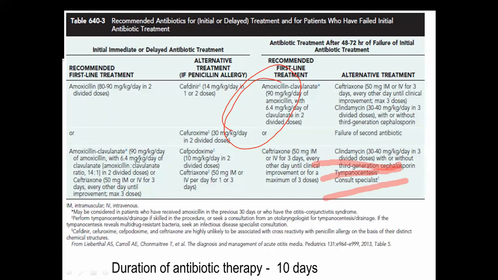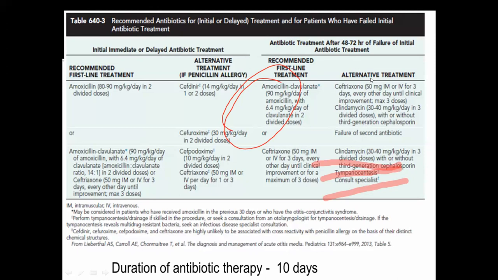If the patient is penicillin allergic, we can have choices like cefdinir, cefuroxime, and also ceftriaxone. If the first-line antibiotic treatment has failed after 48 to 72 hours, we have to consider second-line antibiotic treatment. If initially we had started with amoxicillin, we can go for amoxicillin-clavulanate; we add clavulanate and treat again. If the first-line treatment was amoxicillin-clavulanate, then go for ceftriaxone. An alternative treatment would be ceftriaxone or clindamycin, and here also we can go for clindamycin.